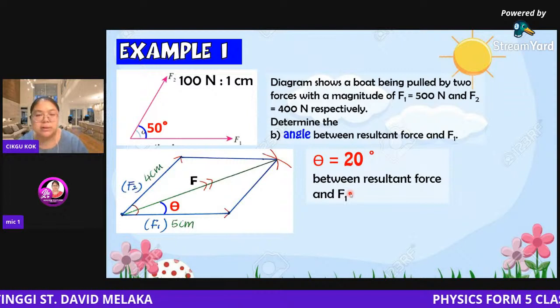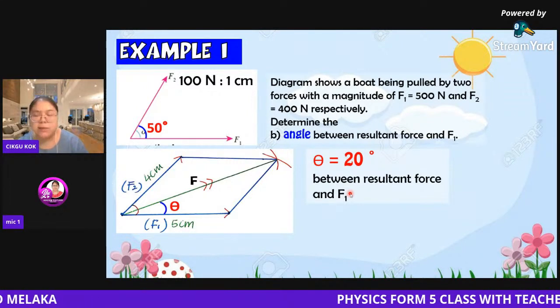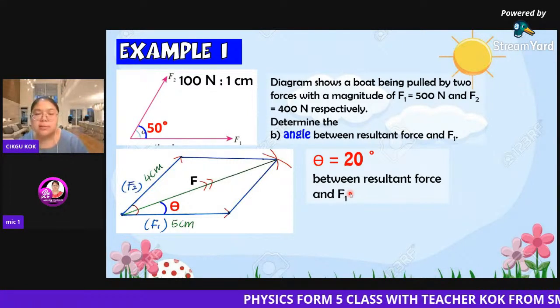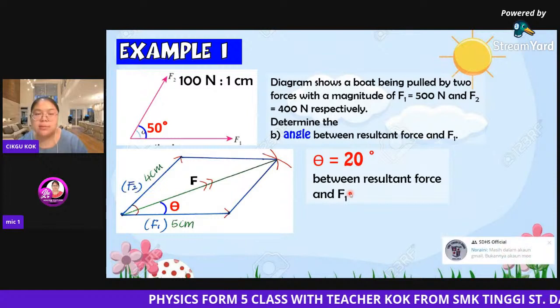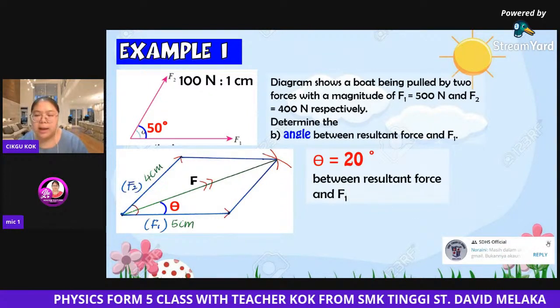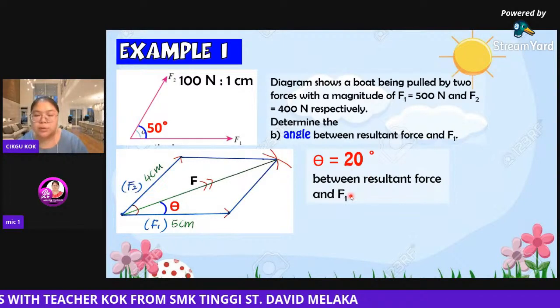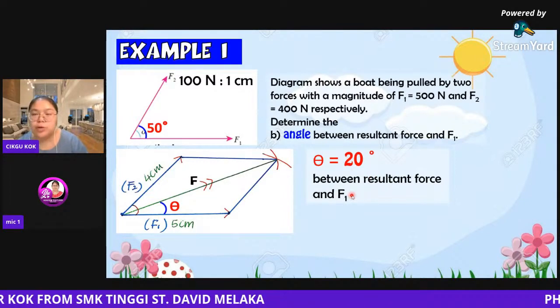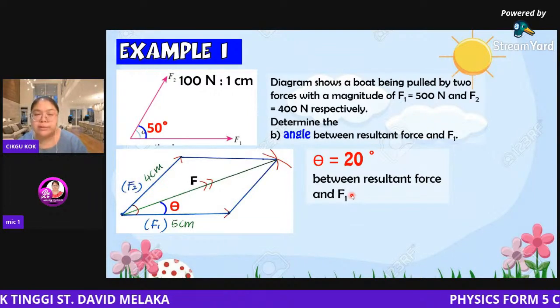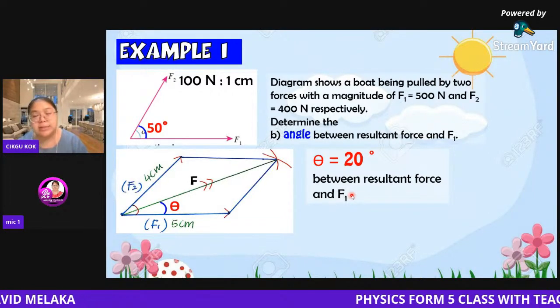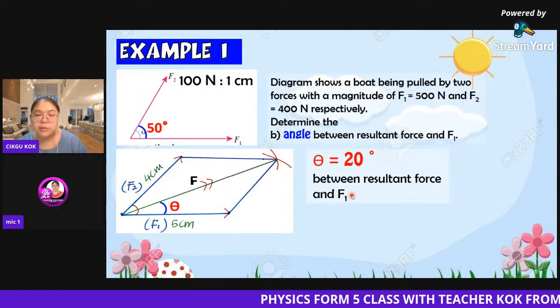If the question is just one question asking what the resultant force is, that means you need to answer in full: 820 Newton with an angle of 20 degrees between the resultant force and F1. You need to join these two answers into one sentence if the question just asks for the resultant force.